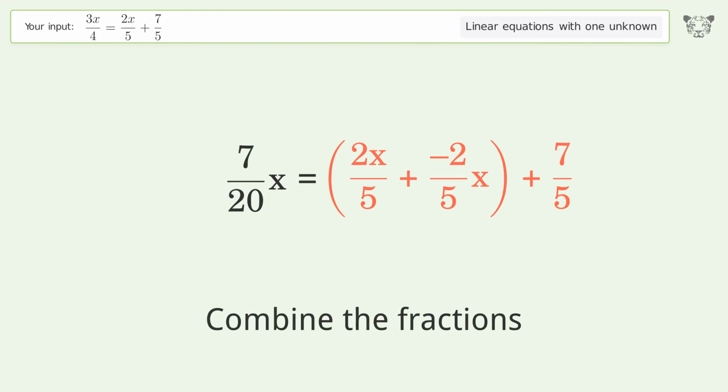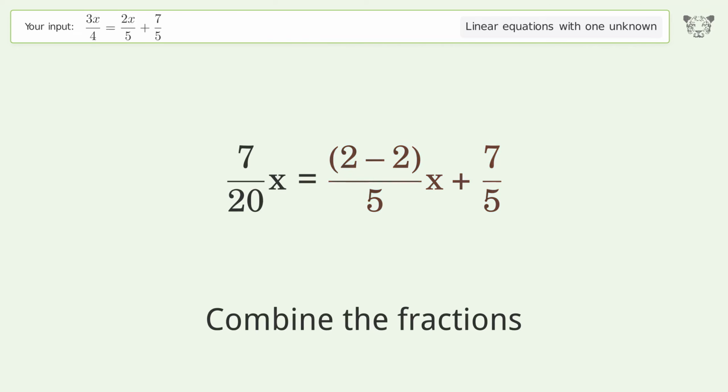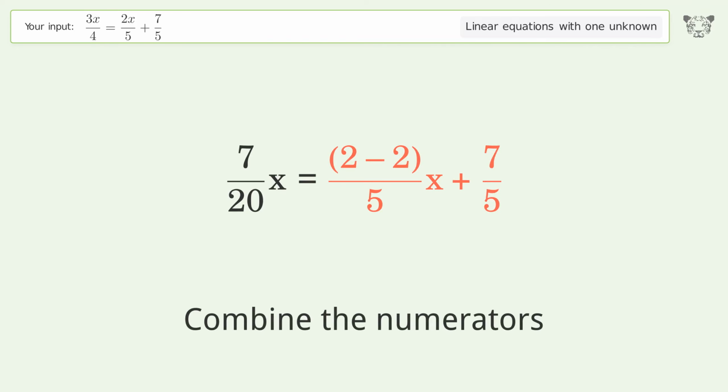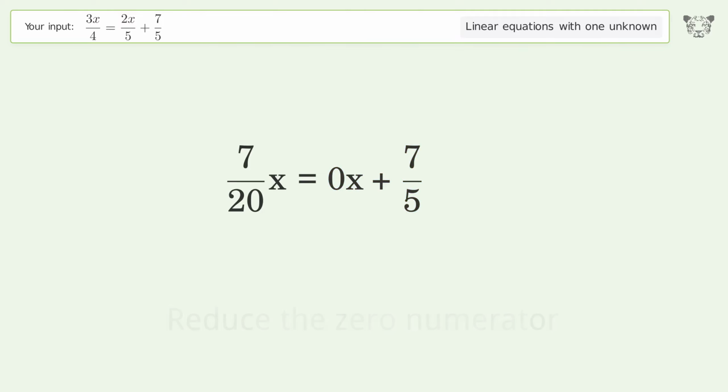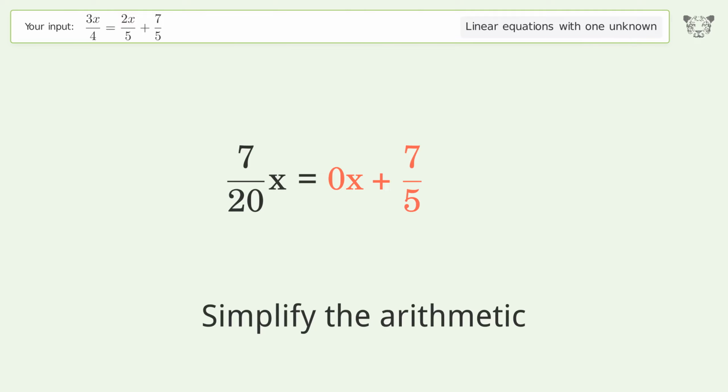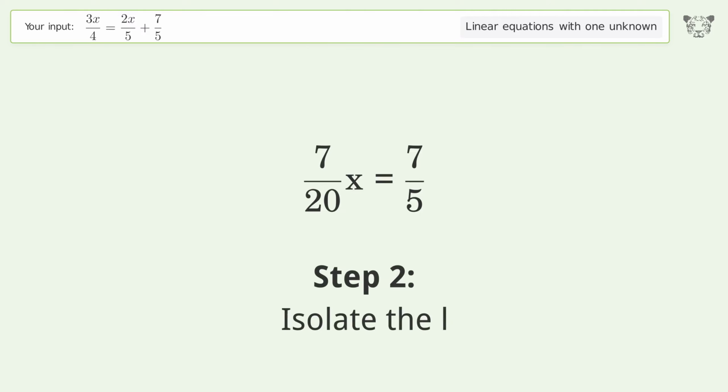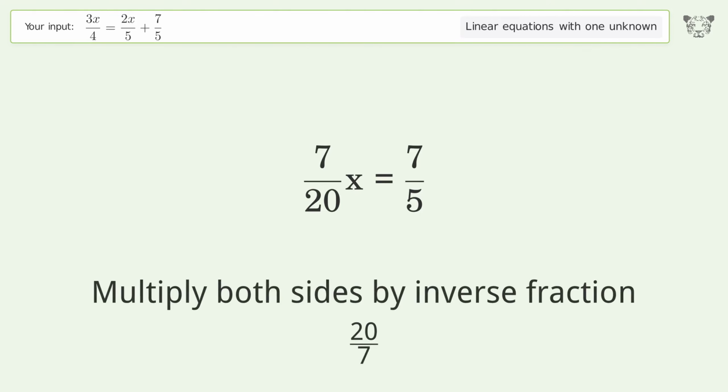Combine the fractions. Combine the numerators. Reduce the zero numerator. Simplify the arithmetic. Isolate the x. Multiply both sides by the inverse fraction 20 over 7.